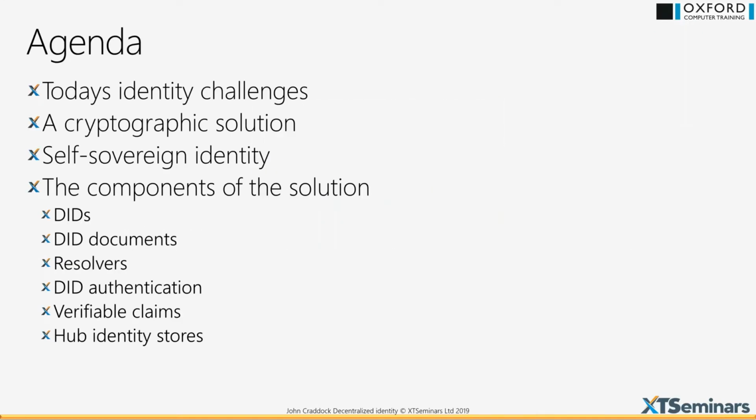So our agenda. I'm going to start with looking at today's identity challenges. I'm going to look at cryptographic solutions to our challenges today, talk about self-sovereign identity, and then look at the components of the solution. One of the major components of the solution is a DID, which is the digital identity. And then we've got DID documents, we've got resolvers, DID authentication, verifiable claims, and hub identity stores. So quite a lot to get through in just 1 hour.